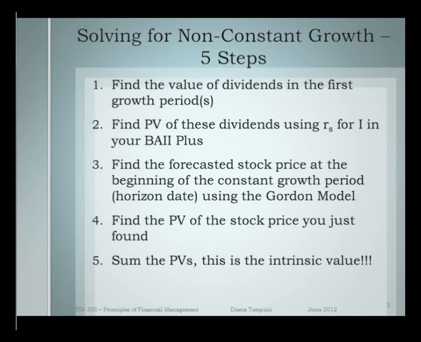The first step: find the value of dividends in the first growth period. In that first period of time, whether it's 2 years, 3 years, however many years, find those dividends. Step 2: find the present value of those dividends using R sub S as your I, and you can use your BA II Plus calculator for that. Step 3 is to find the forecasted stock price at the beginning of the constant growth period. That's essentially the horizon date, and you can use the Gordon model for that. The expected stock price at the point when the growth becomes constant is also called the horizon value.